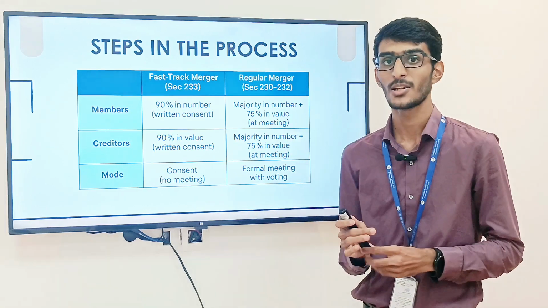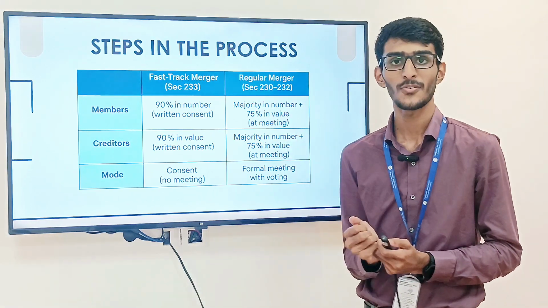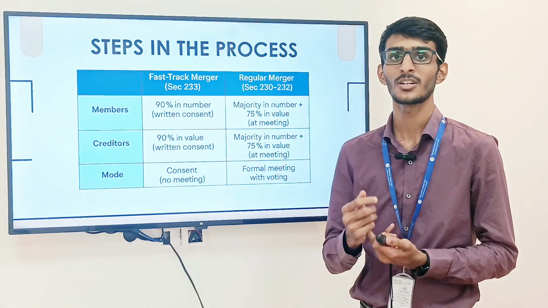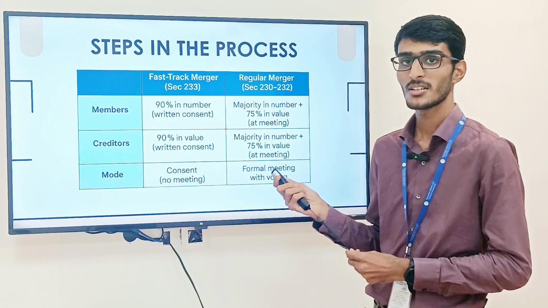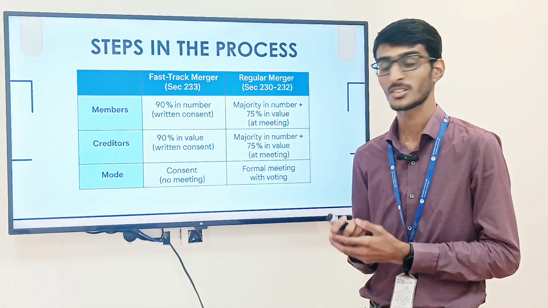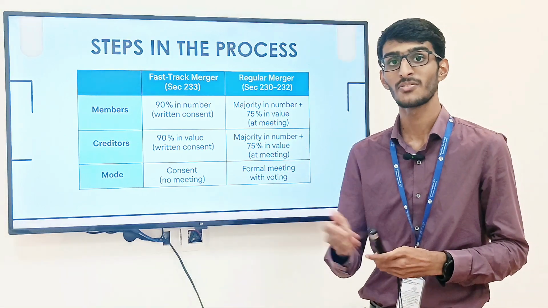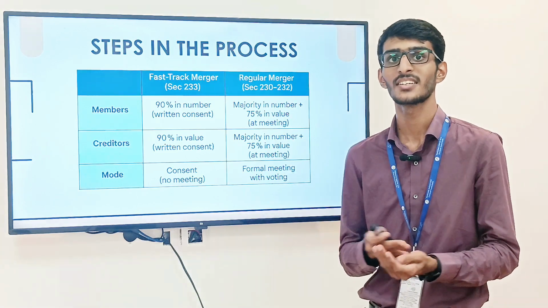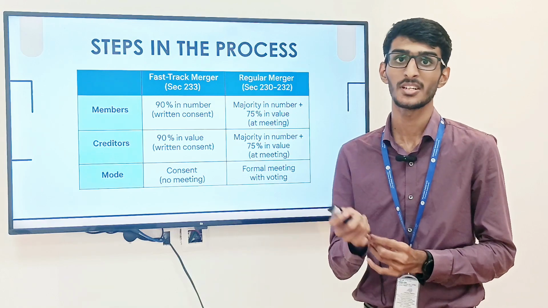And 75% in value. Let's say 51 people agree, but those 51 people have only 10% of the total value of shareholders. Then it is not deemed to be accepted, as a dual approval is required. Similarly for the creditors as well, majority in number and 75% in value is required. These are formal meetings where the voting process takes place, which is why this is a formal procedure and it is a time-consuming procedure.